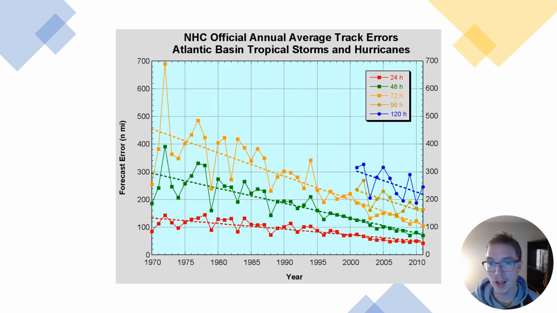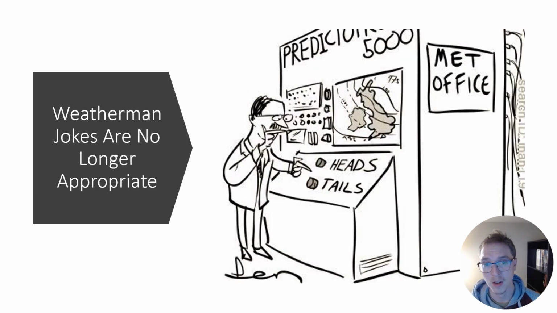Here we can look at official annual average track errors for hurricanes and tropical storms in the Atlantic Basin. And again, forecast error is decreasing substantially across all the forecasts: the 24-hour, the 48-hour, the 72-hour, the 96-hour, and the 120-hour. So we're improving our models. We're improving our predictive and forecasting capabilities.